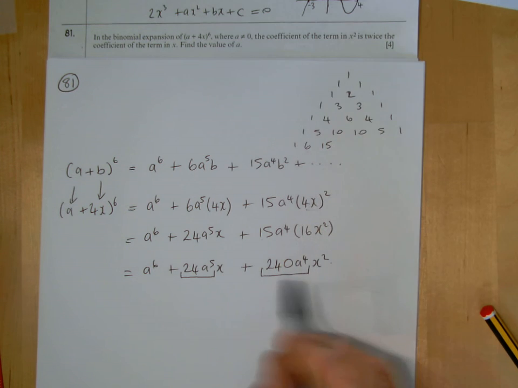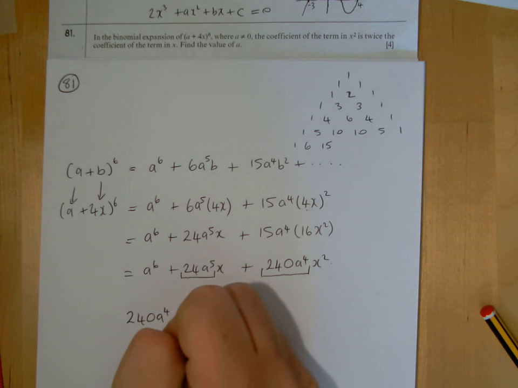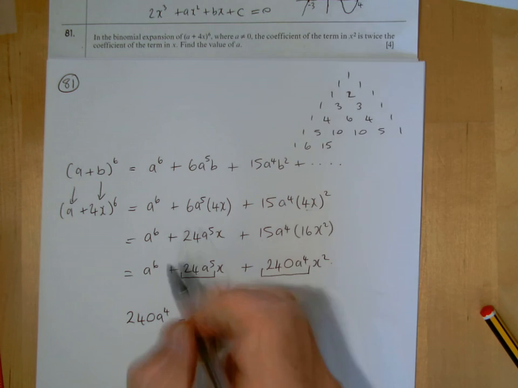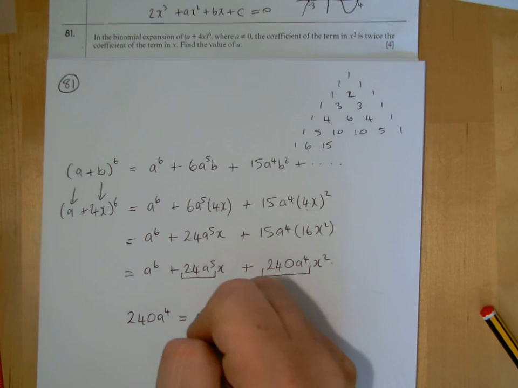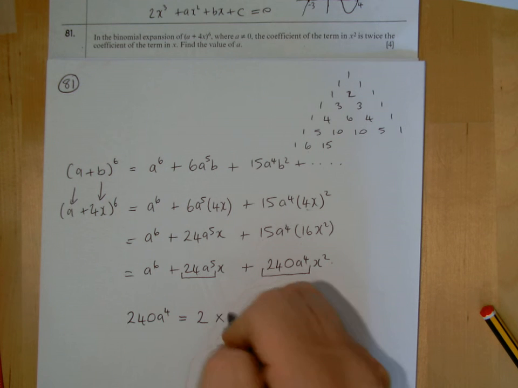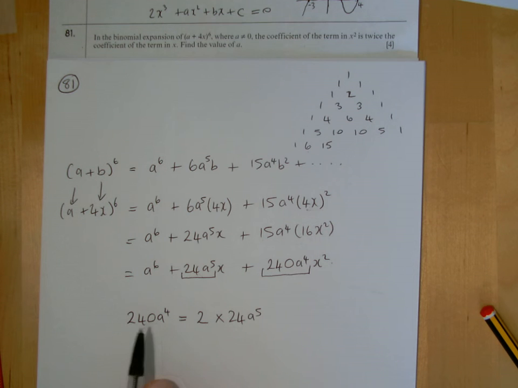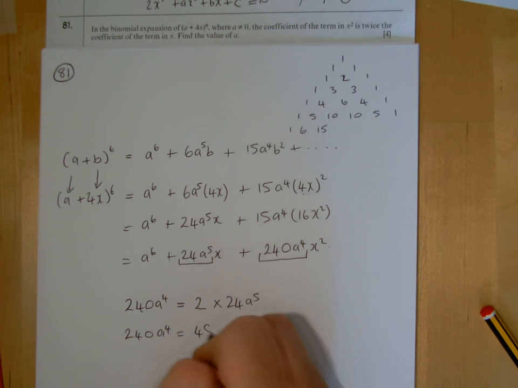So let's go through that statement again. The coefficient of the term in x squared, so it's that, 240 a to the power 4, is, now 'is' in maths is slang for equals, twice the coefficient of the term in x, so double the coefficient of the term in x, which is 24 a to the power 5. So we're saying this is twice that, and we write it as a statement here: 240 a to the power 4 is equal to twice 24 a to the power 5. Now I can work out what twice that is, so it's 48.